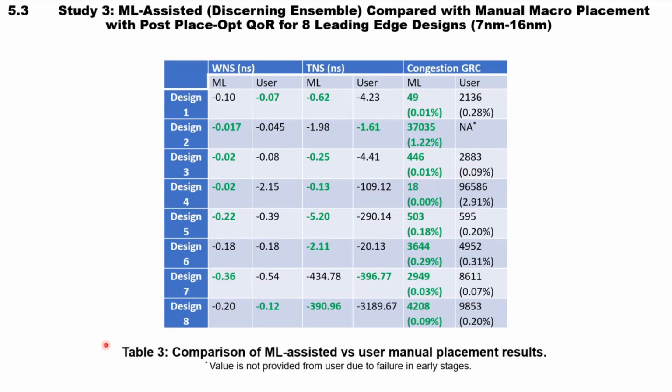This slide shows the timing and congestion comparison between our machine learning-based macro placement and the user macro placement for 8 industry designs. For example, for design 1, TNS and congestion of ML macro placement are much better than the ones from user macro placement. Overall, ML-driven macro placement achieves better congestion for all 8 designs and better TNS for 6 designs.